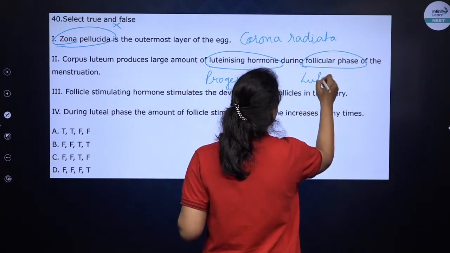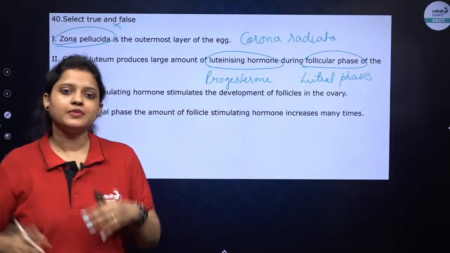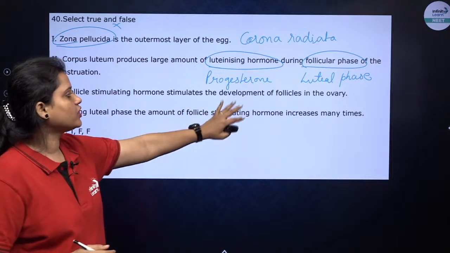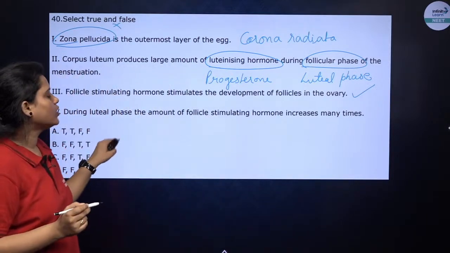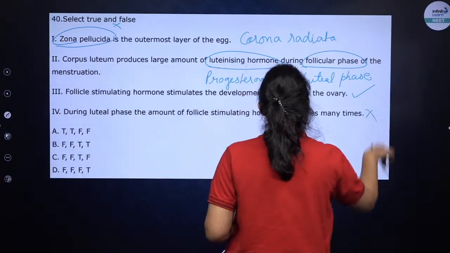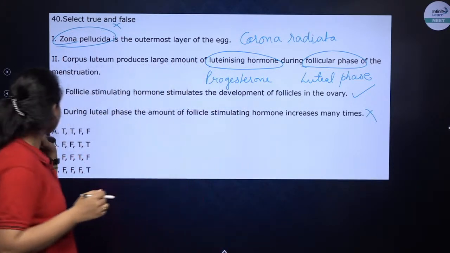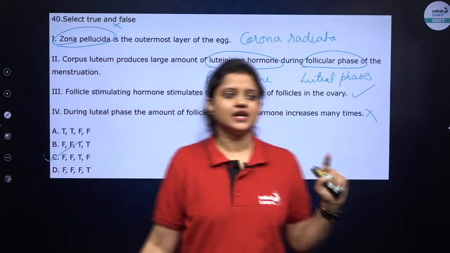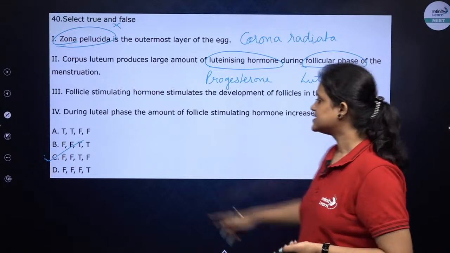During luteal phase, right? LH is released from the anterior pituitary, right? Follicle stimulating hormone stimulates the development of follicle in the ovary. Yes, that is right. During luteal phase, the amount of follicle stimulating hormone increases many times. No. So can you tell me the correct option from here? 1 and 2 are false, only third is correct and the 4th is again false. So the correct option will be C. Rishi, W, Pujita, yes, correct option will be C. We have seen why.